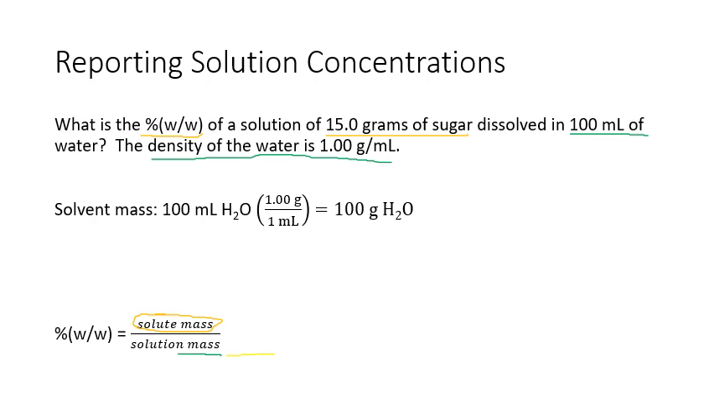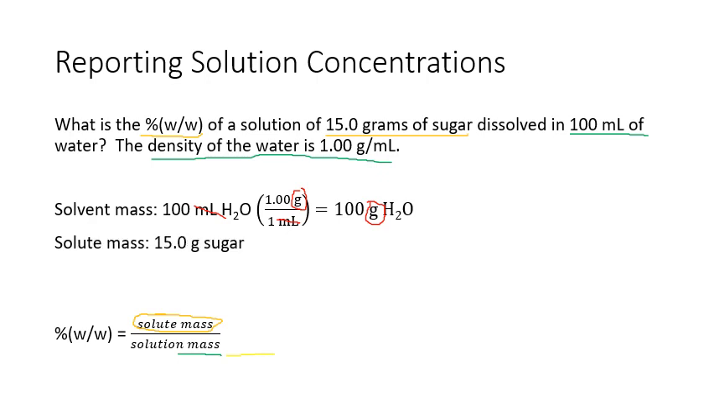We know we have 100 milliliters of water, but we also know that water has a density of 1 gram per milliliter. So if we multiply the density times the volume, we cancel out the volume units and we're left with grams, which is what we're looking for, grams of water. So we have 100 milliliters of water, multiply that by the density of 1 gram per milliliter, and we have 100 grams of water.